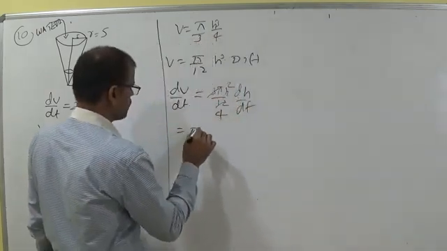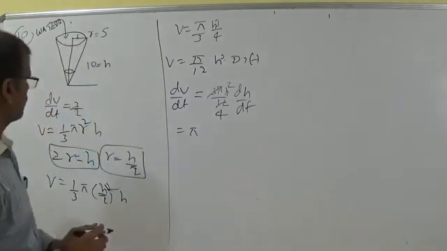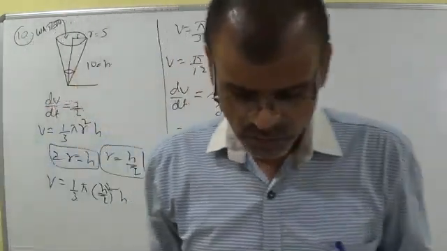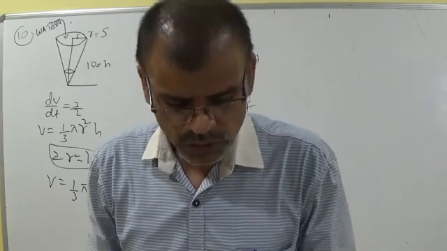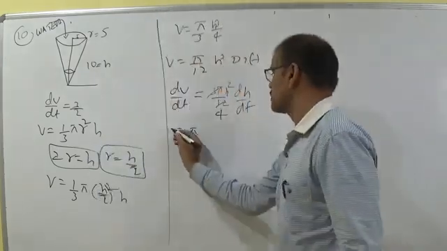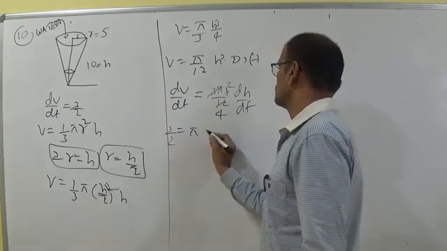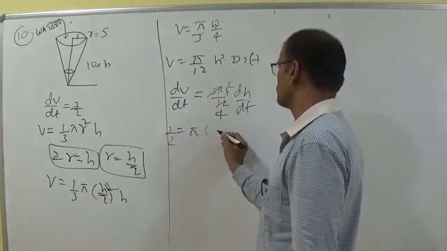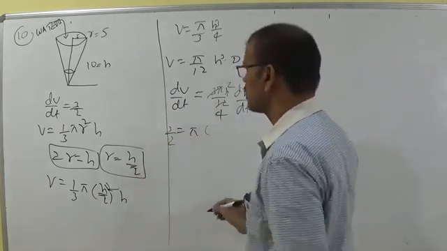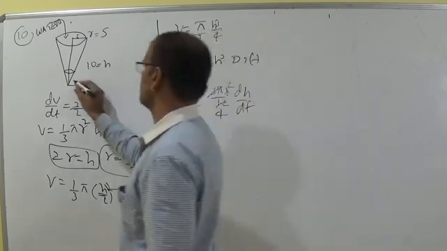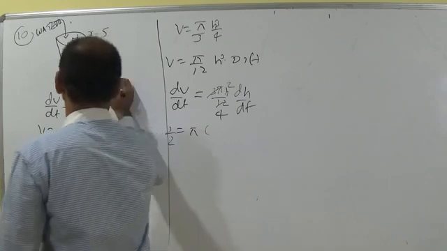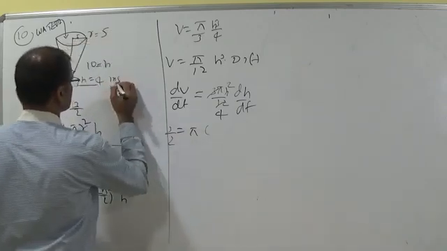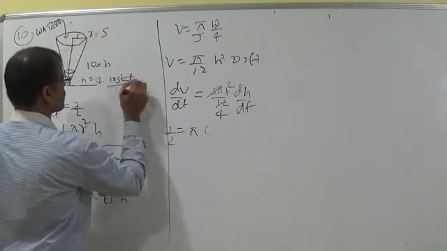So pi h square by 4 dH by dt. dV by dt is already given, dV by dt is given as 3/2. So the rate at which, you write here 3/2 equal to pi into h square by 4 into dH by dt. He has given h at 4. H you write here 4 simply. H is equal to 4. You write here as instant, at a particular instant.